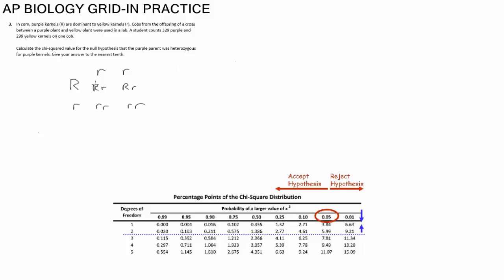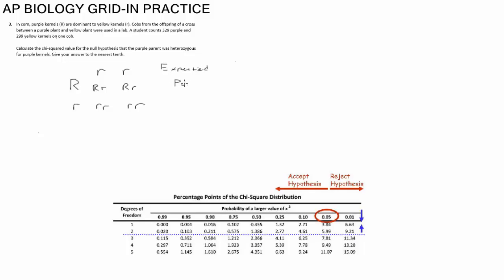Basically what that tells us is we're expecting 50% purple and 50% yellow. So out of a total of 628 kernels, that's 329 plus 299, we have 628 total. So we're expecting half of those to be purple and half to be yellow.